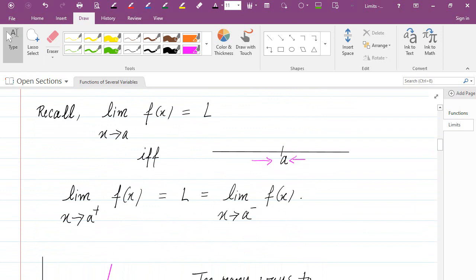Now let's recall that the limit of f of x as x approaches a is L if and only if the limit of f as x approaches a from the right is L and the limit of f as x approaches a from the left is L. In the case of a function of one variable, when we are taking the limit at a, notice that we can approach a only along one line and from two directions.